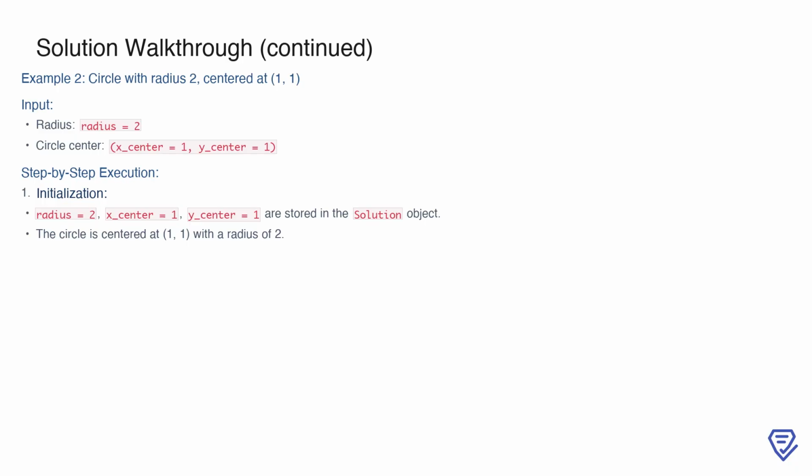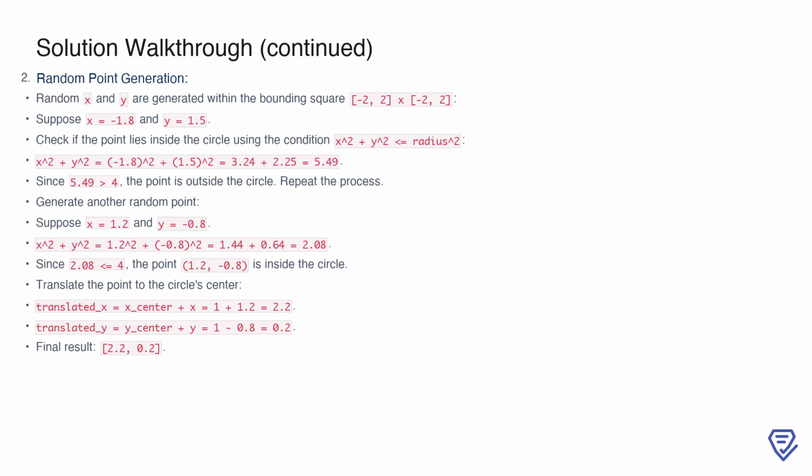To generate a random point, we first define the bounding square for the circle, which spans from -2 to 2 in both the x and y directions relative to the origin. Suppose the first random point generated is -1.8, 1.5.